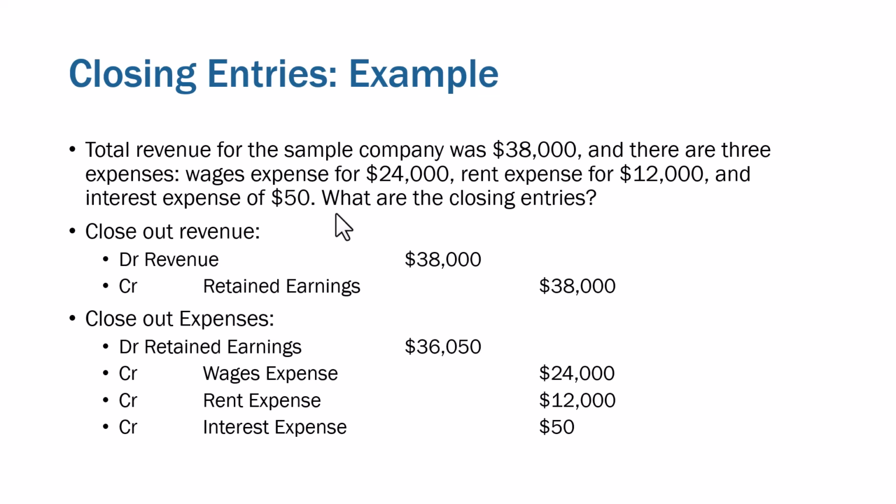And if you look at the retained earnings right there, we credit retained earnings for 38 grand. We debit it for 36,050. That basically is 1,950. That was the net income we computed, 1,950. So that's where we're transferring the net income of 1,950. Again, the difference between 38,000 and 36,050, 1,950 of net income, now goes into retained earnings.